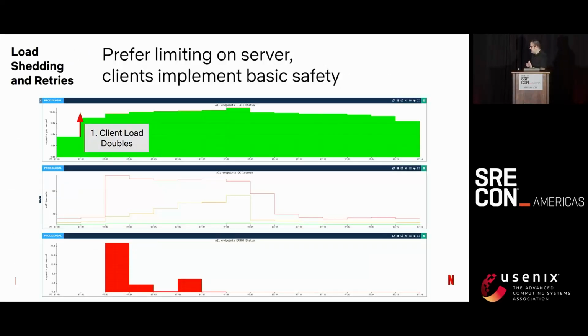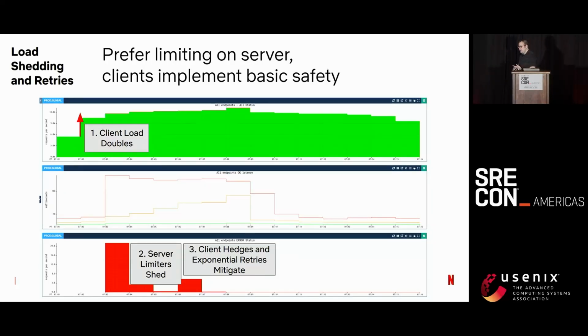All right, so let's put it together. This is a real-world load spike, a 2x load spike on a key value abstraction at Netflix. And we see a 2x load doubling. Immediately, our servers start shedding load with those built-in concurrency limiters and CPU limiters. Then client hedges and exponential retries mitigate the user impact. So the graph at the top is mostly green, which is good. And then finally, auto-scaling self-heals the system, all within the span of a couple minutes, and not waking up a single human. The computers did it for us.